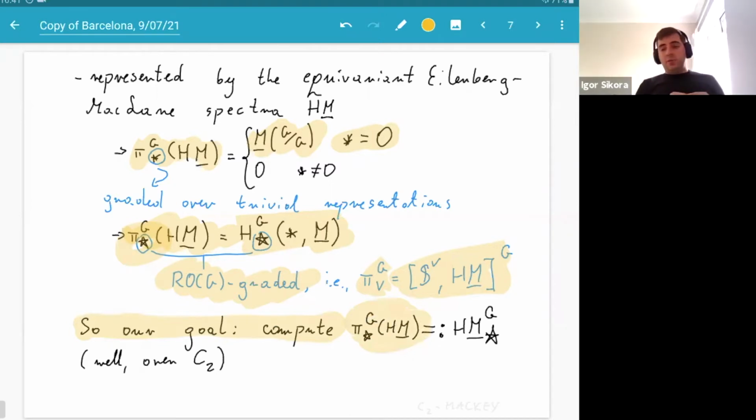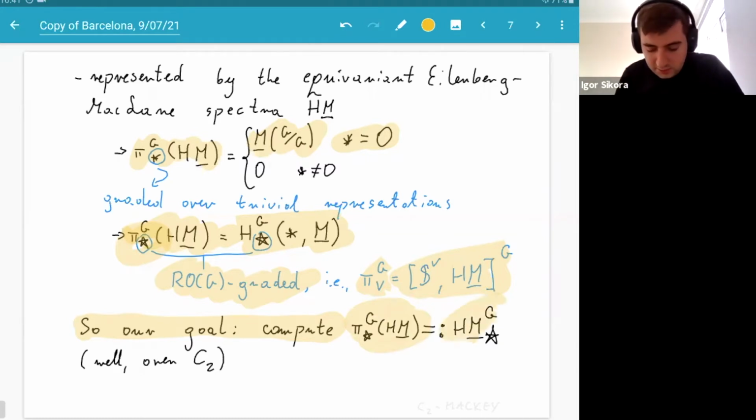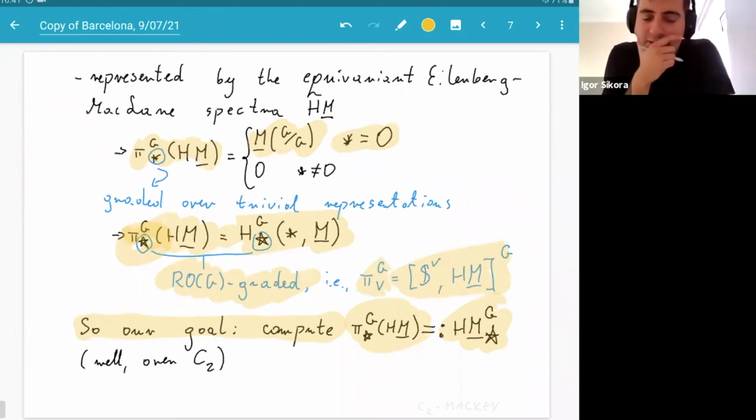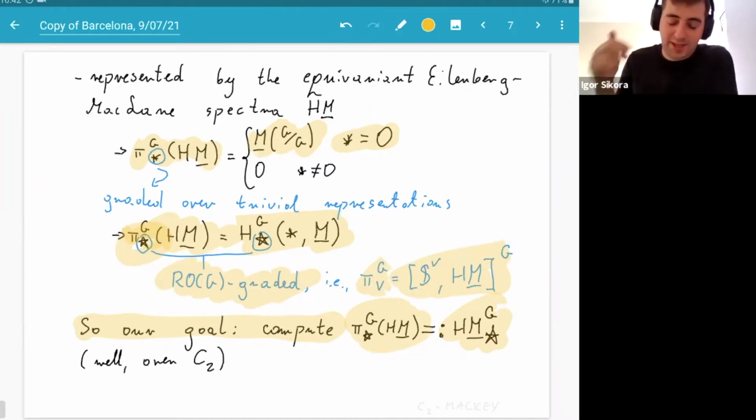So G-equivariant homotopy groups of Eilenberg-MacLane spectra are RO(G)-graded, which we'll denote as here. And we will do it over the cyclic group of order 2. Also, we will refer to these homotopy groups as coefficients, the coefficients of HM. And I hope this won't be misleading, because the word coefficients will be used very often in this talk.